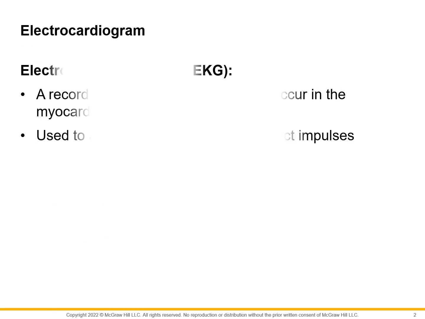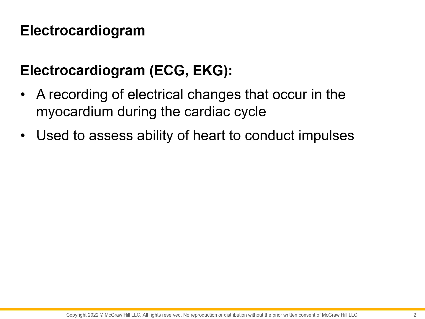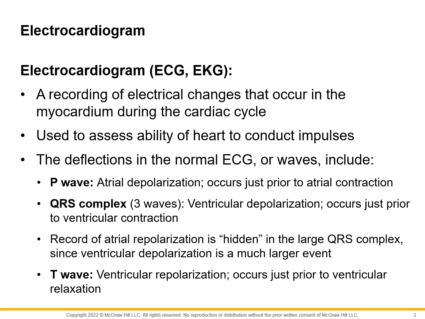Electrocardiogram or ECG, sometimes called EKG, is a recording of electrical changes that occur in the myocardium during the cardiac cycle. So it is very similar to EMG and EEG, which also record the electrical activities at the level of muscles or the brain. And it is used to assess the ability of the heart to conduct the impulses. So when we do ECG, we'll find three types of waves.